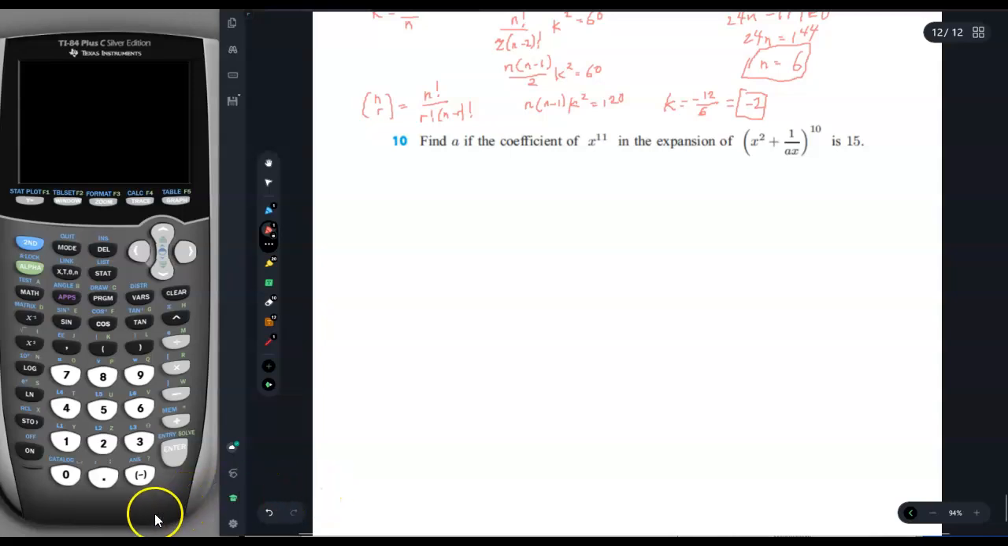Okay, so we're going to do number 10 of page 8. This is a problem which can be solved using the algebra method and the non-algebra method. In this video, we're going to do the non-algebra method. So we're going to look for the term which has x to the 11th in it. And we know that that term has 15 as a coefficient. So we're going to look to see what a would be to make 15 as a coefficient. This is kind of a backwards problem where they force you to do a little bit of algebra.